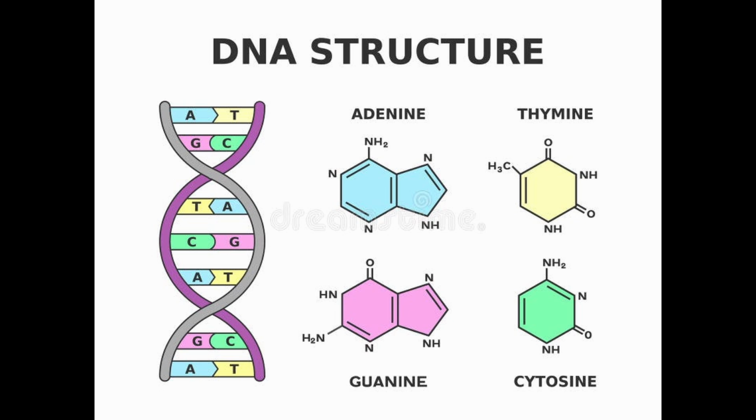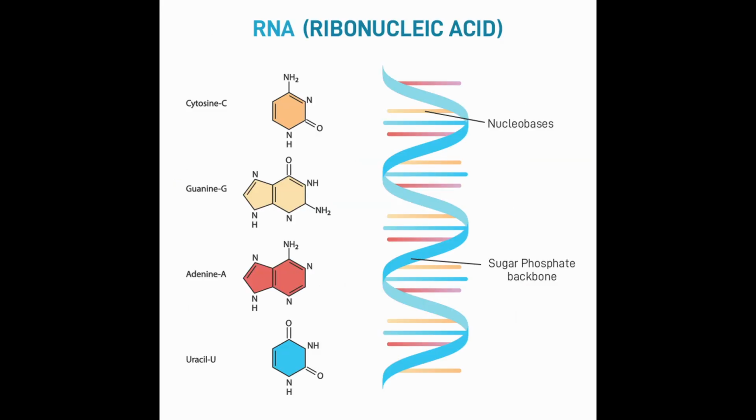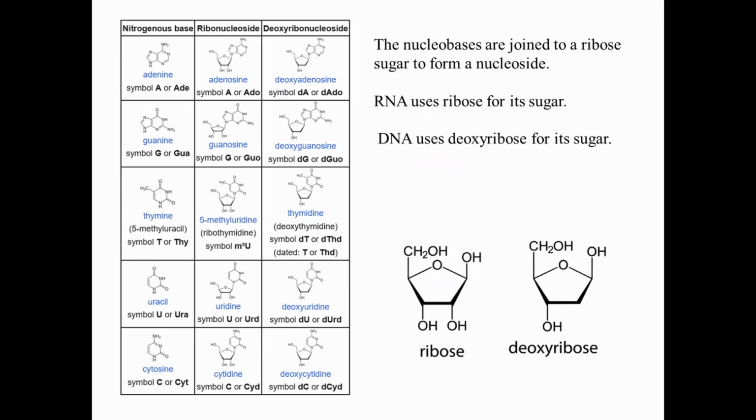The four nucleobases of DNA are adenine A, guanine G, cytosine C, and thymine T. RNA has the same nucleobases except uracil U takes the place of thymine T. These nucleobases are joined to a ribose sugar to form a nucleoside.